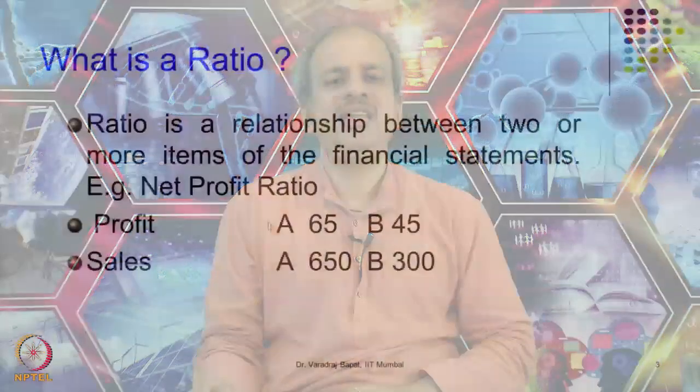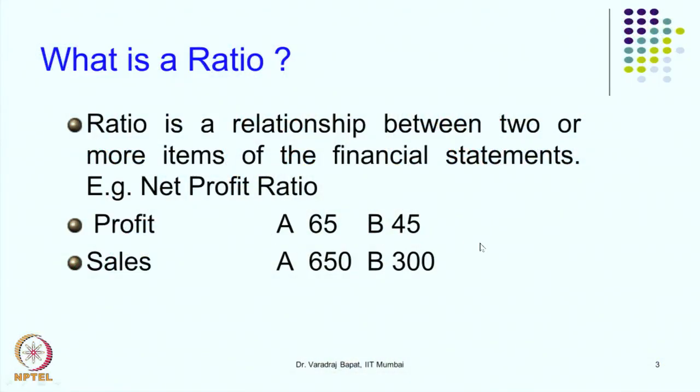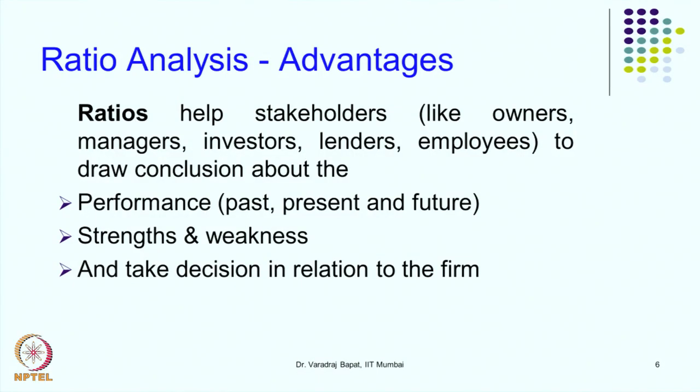Last time we had seen this example that if we want to know about profitability, only comparing the profits doesn't give a fair picture. We want to know the profit as a percentage of sales. Then we will have to calculate the ratio known as net profit ratio. So, we will know that company B has more profitability than that of A as a percentage of sales. There are a variety of ratios which are calculated because different stakeholders want different types of information.